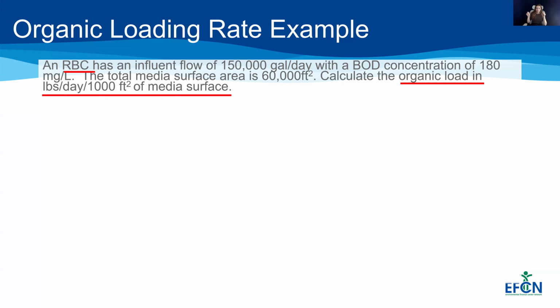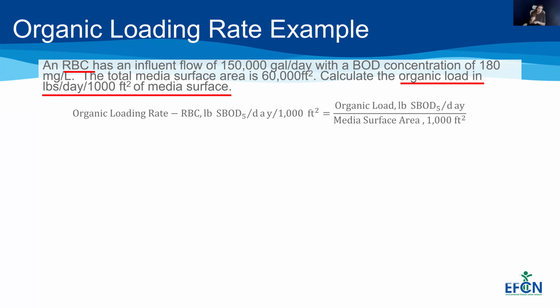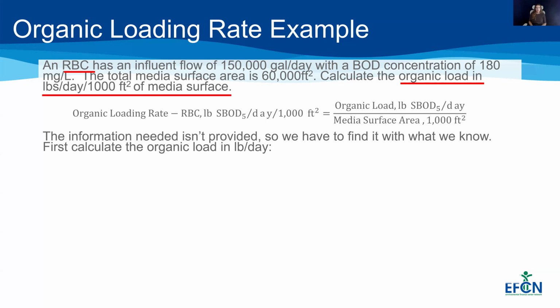So first, we identify what we're going to be calculating. We're going to be calculating the organic load based on this problem. And then we know what units we're going to calculate it in, pounds per day per thousands of square feet. We also know that it's for an RBC, so that tells us it's square feet. We're going to think about what type of surface area we're going to be using for this equation. Since it's an RBC, we're going to have the RBC specific organic loading rate equation.